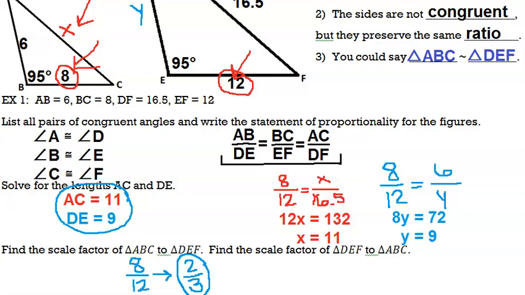Now, it said find the scale factor of DEF to ABC. Now, if you didn't notice, they switched the order around. So instead of saying 8 over 12, you are now expected to say 12 over 8, which means when we reduce, we're going to have to use 3 over 2. So that means the side lengths of DEF are 3/2 the side lengths of ABC.